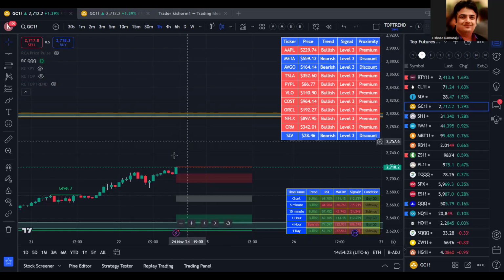Whenever you see a sell signal, you close long. Again, you get another buy, again you go long. So that's it, right? That is how you can be successful.